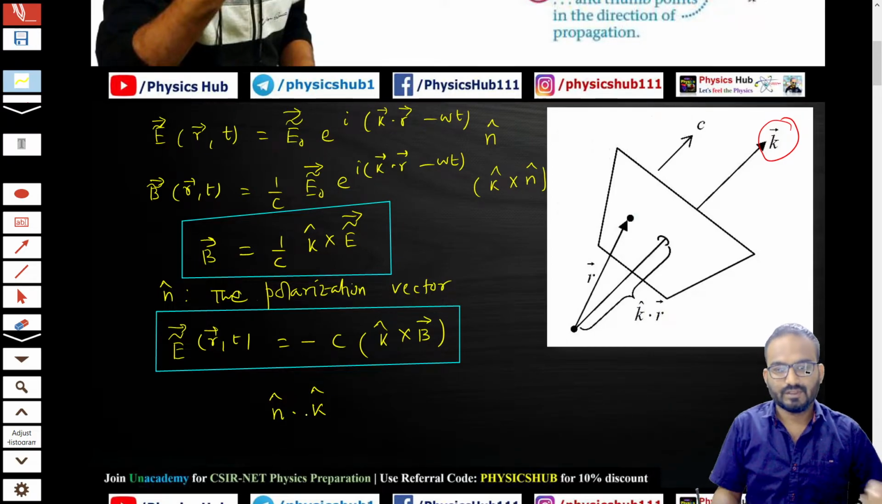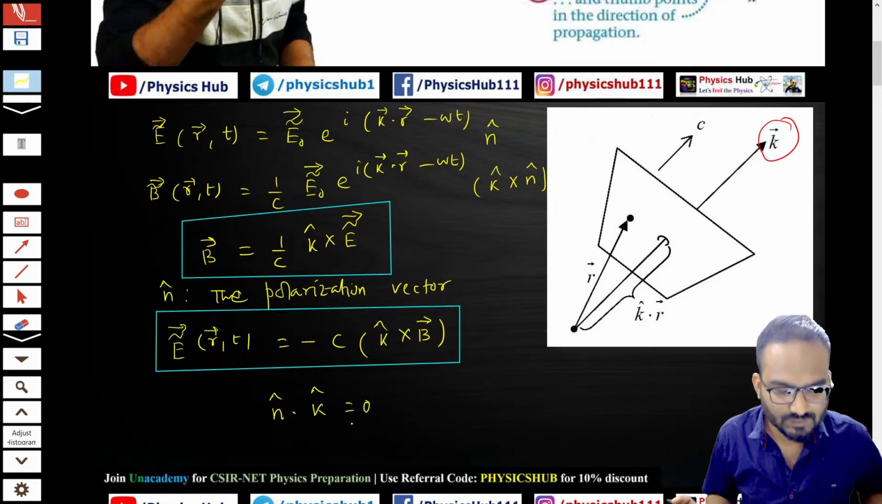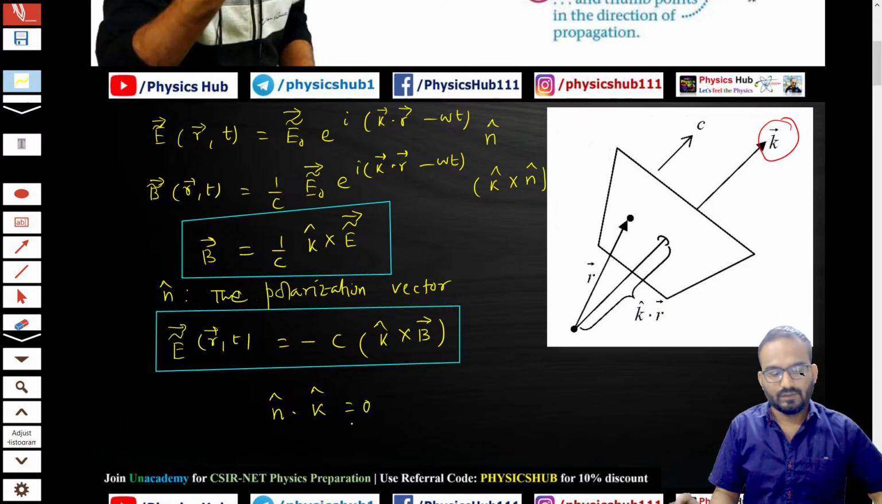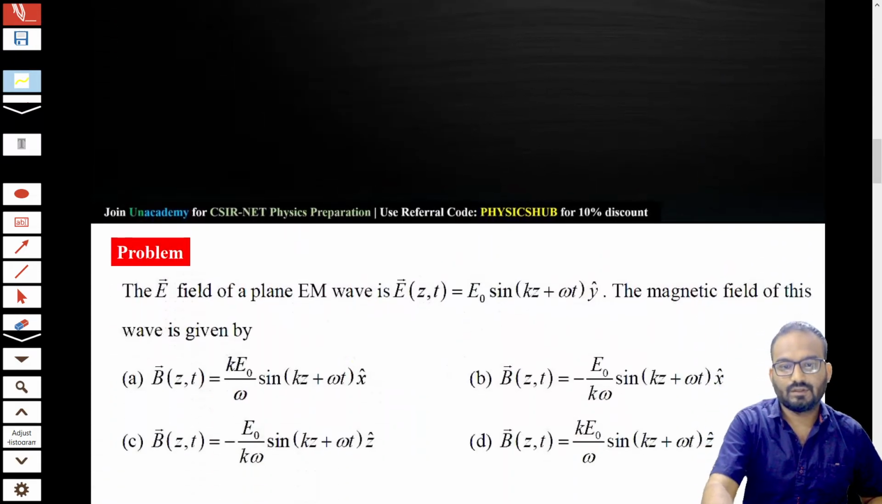Okay, so if you take the dot product, they are perpendicular, so the dot product will be 0. This is a simple fact. Now let me just give you one example of this thing. So you can look at this problem.